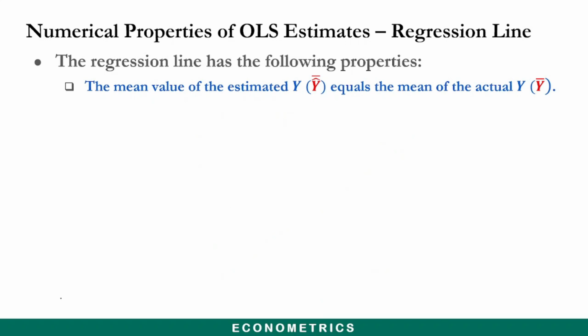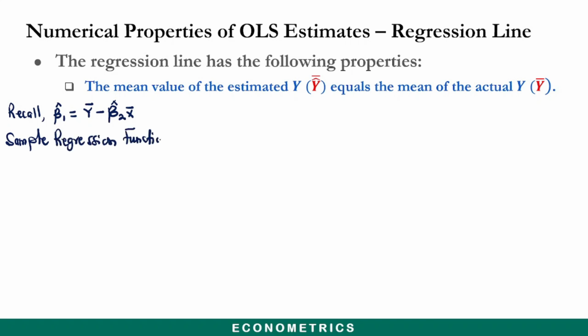At this point, we will have to look at some kind of proof to show that indeed the mean value of the estimated Y equals the mean of the actual Y. So the first thing that you need to do is recall the formula for calculating the intercept, which is beta 1 hat equals Y bar minus the slope coefficient beta 2 hat multiplied by the mean of X. And we would have to go ahead and look at the sample regression function. So the sample regression function is given by yi hat equals beta 1 hat plus beta 2 hat xi.